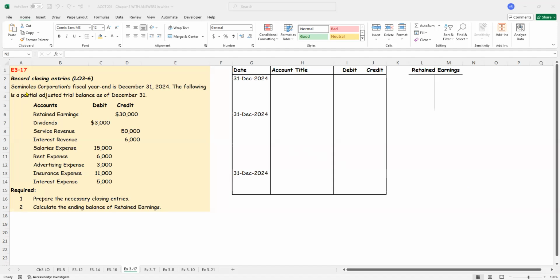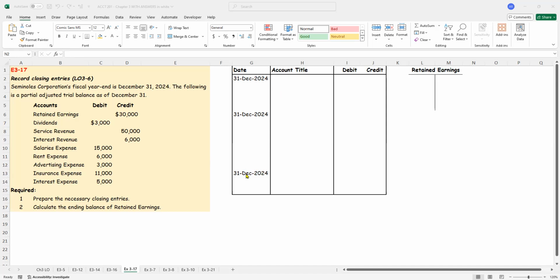So here we have a company whose fiscal year end is December 31st, 2024. The following is a partial adjusted trial balance. So they've not given everything. They've just given us the accounts that are relevant for closing. So in closing, we have 3 sets of journal entries. You'll definitely have 2. You may or may not have the third one.